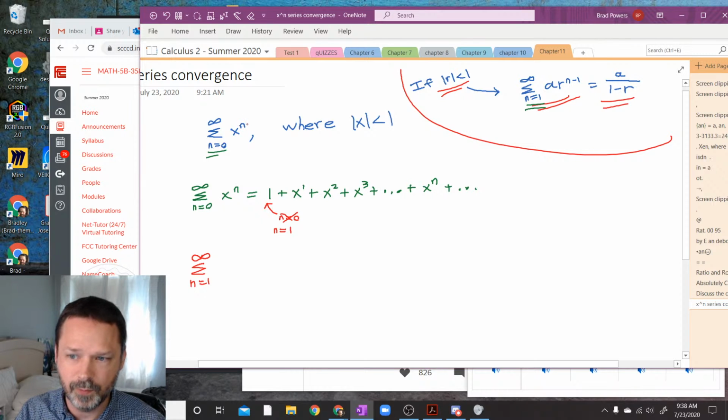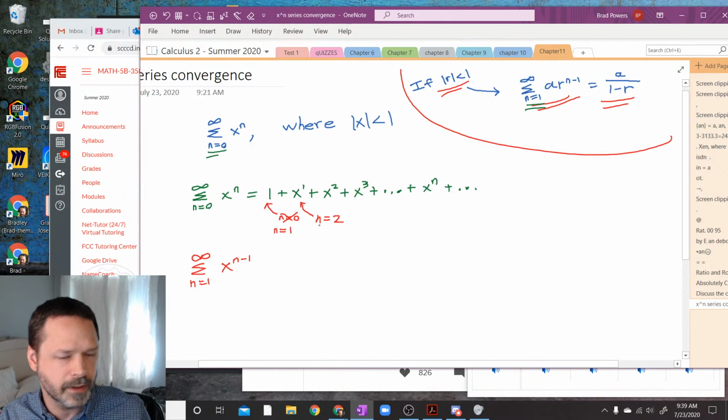So it won't be n anymore. How do I get that to be 0 if I'm plugging in a 1 instead of a 0 to begin with? Well, 1 minus 1 would be 0. So now instead of x to the n, it's x to the n minus 1. Let's see if that works. Plug in a 1, I get x to the 0, which is 1. Plug in a 2, 2 minus 1 is x to the 1. Yes, okay, it totally works.